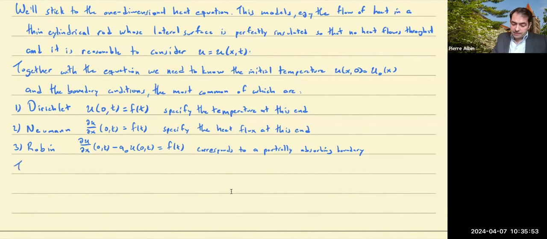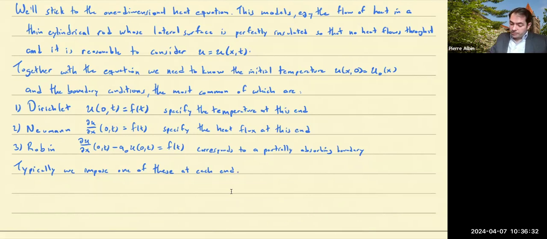So typically, we impose one of these boundary conditions at each end, right? So we think of this one-dimensional metal rod as being on the x-axis. And so you impose some condition at zero and some condition at L. You can pick whichever one of these you want at either end. Although typically, and in most of our examples, we'll just pick the same one and impose at both ends.